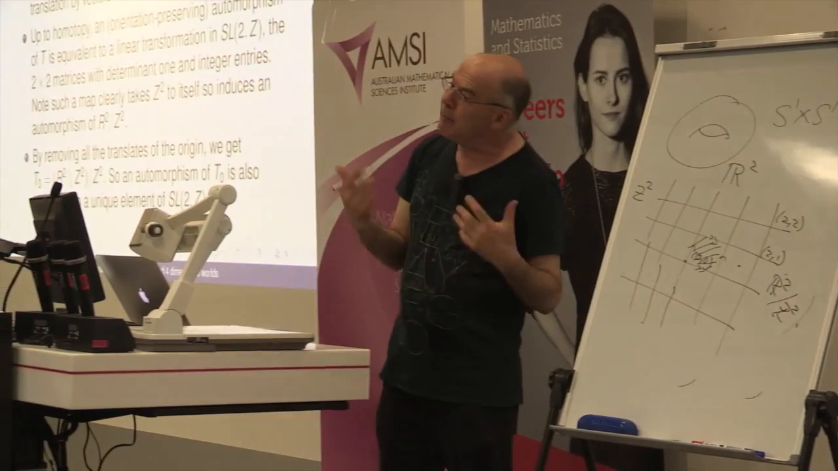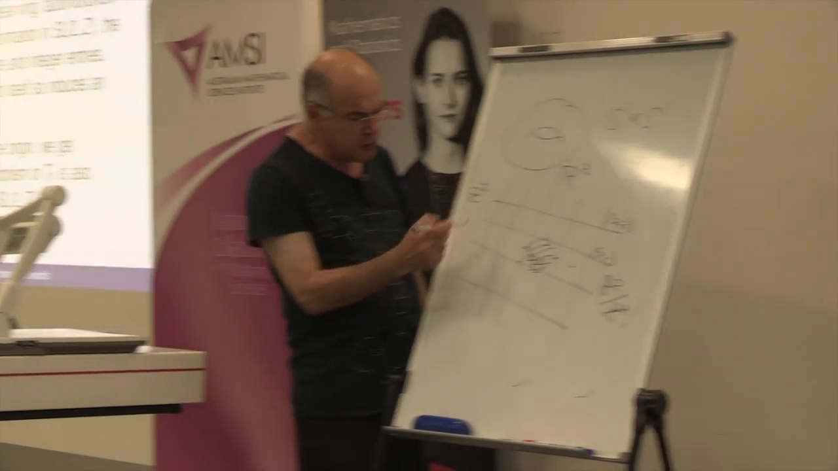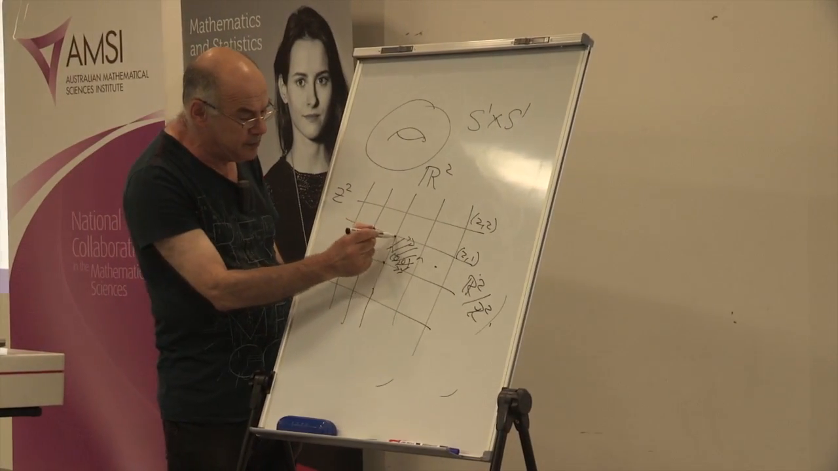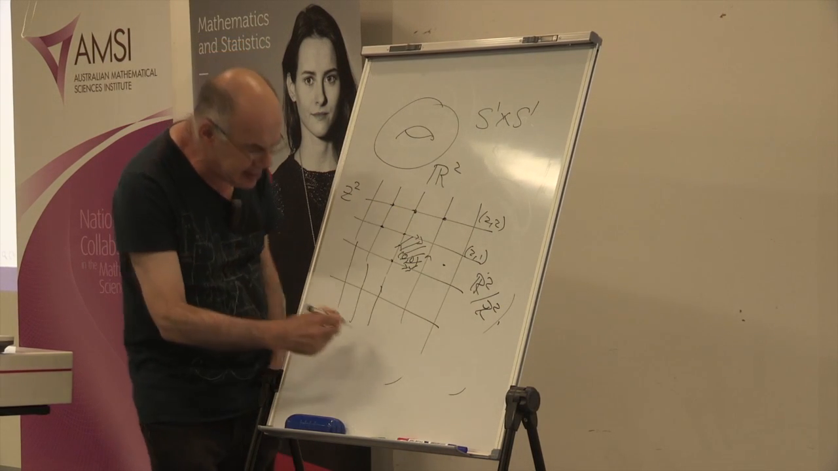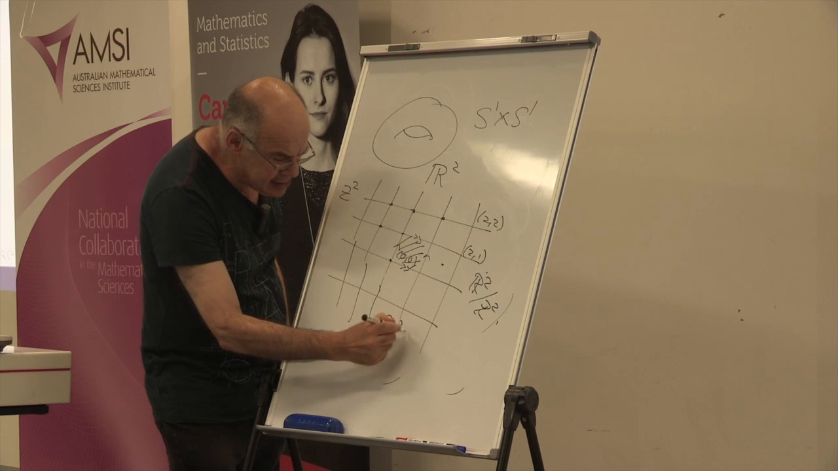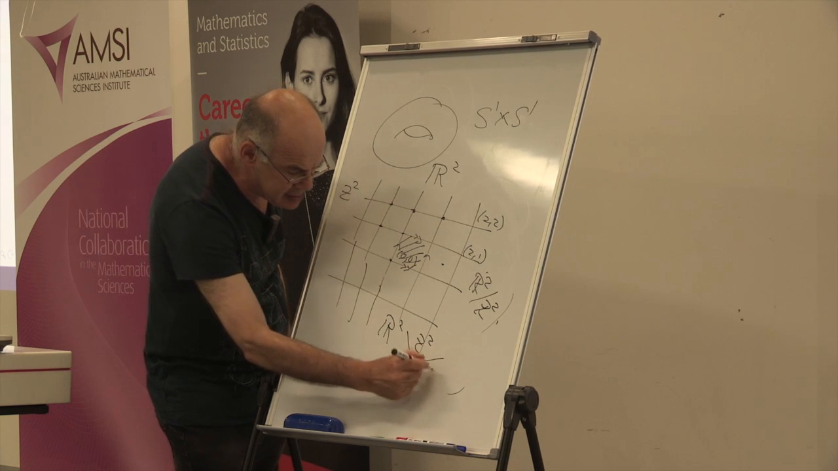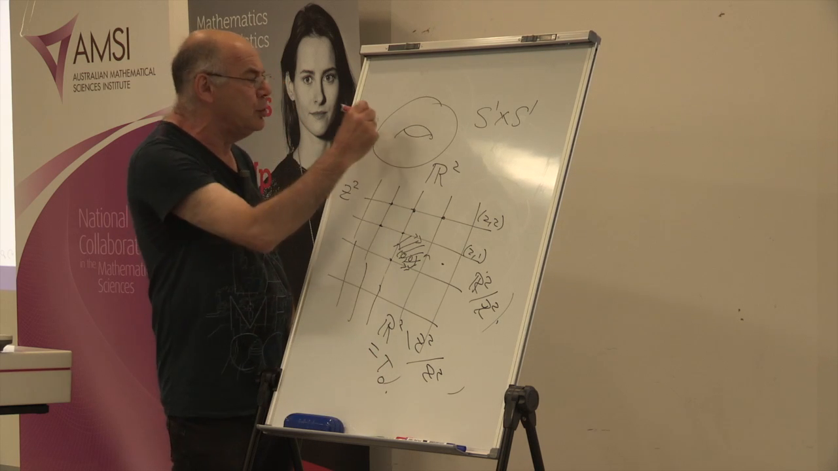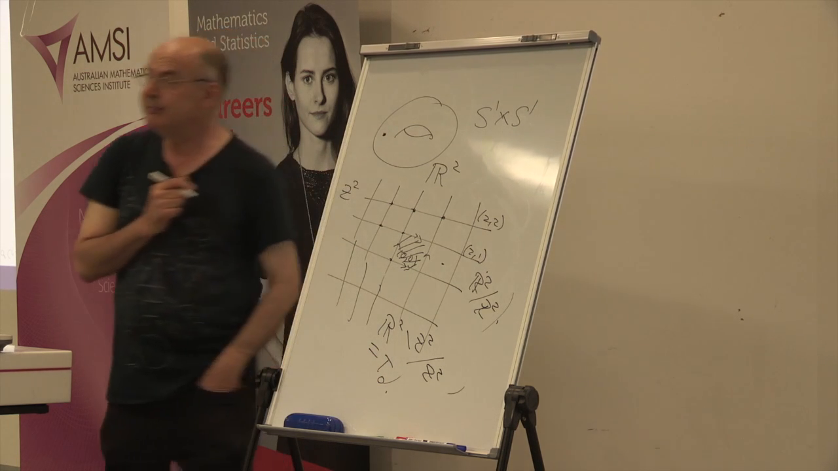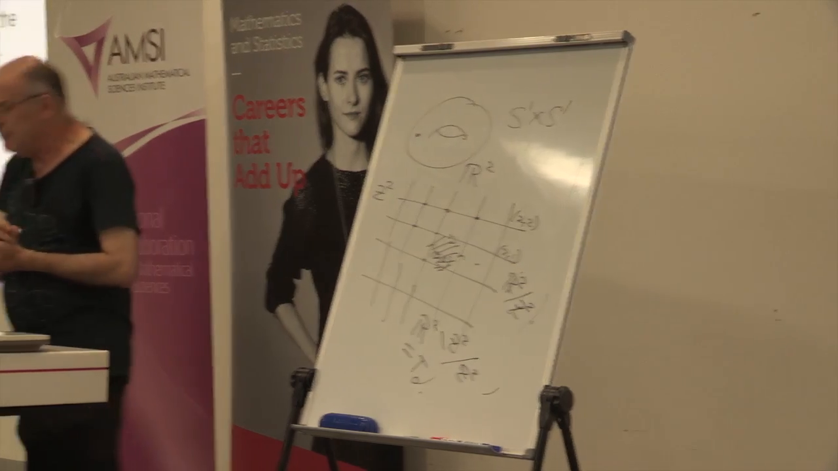Now if we want to take a punctured surface, we can remove all these integer points. If we remove all these points and take R2 minus Z2 divided by Z2, this is the two torus with a point removed, which is the origin. And this will come up in a minute.